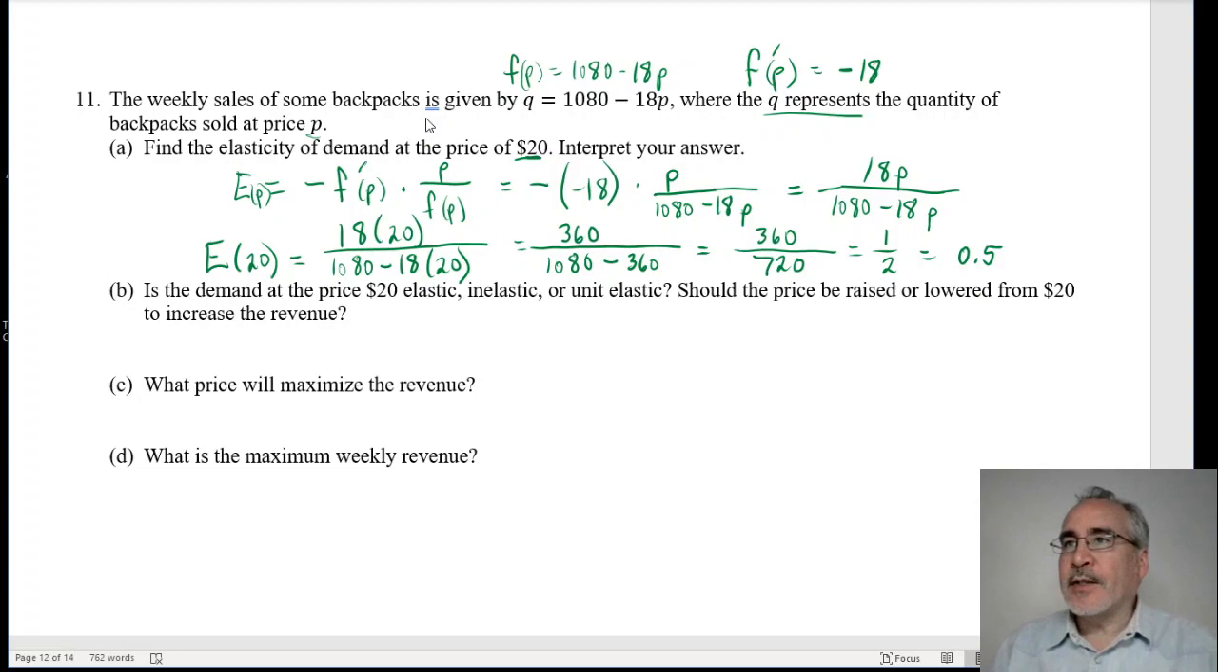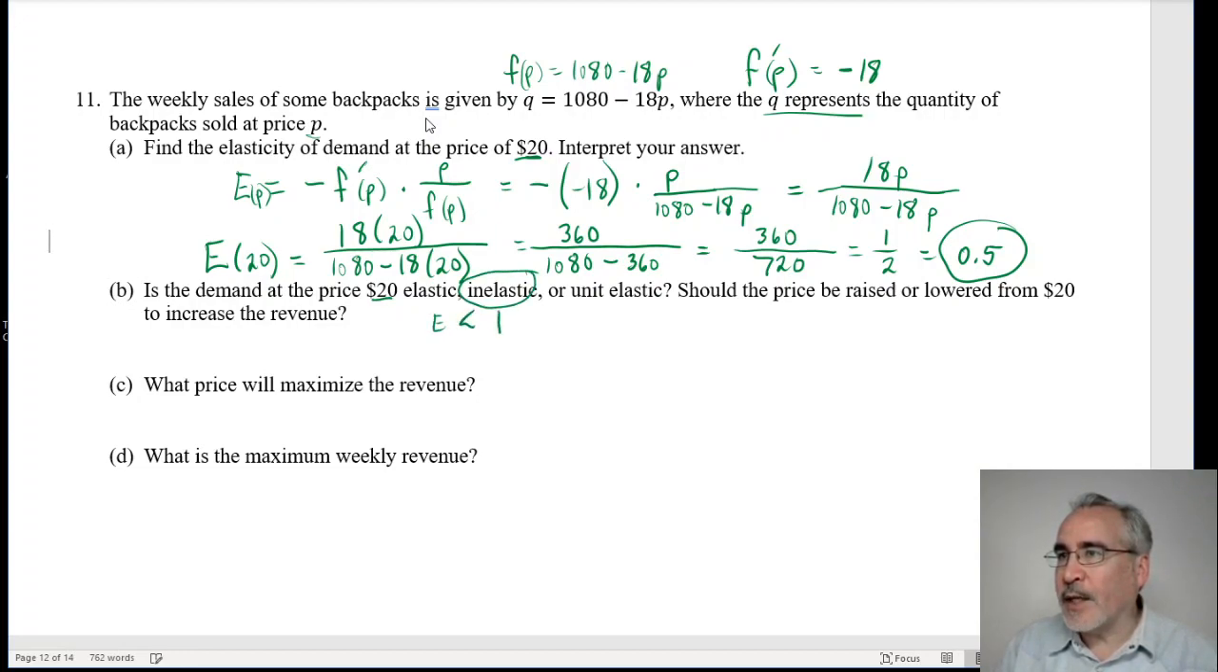So now what can we say about that? That's our answer there. So is the demand at the price of 20 elastic, inelastic, or unit elastic? It is inelastic because it's less than 1. So we've got E is less than 1, making it inelastic.